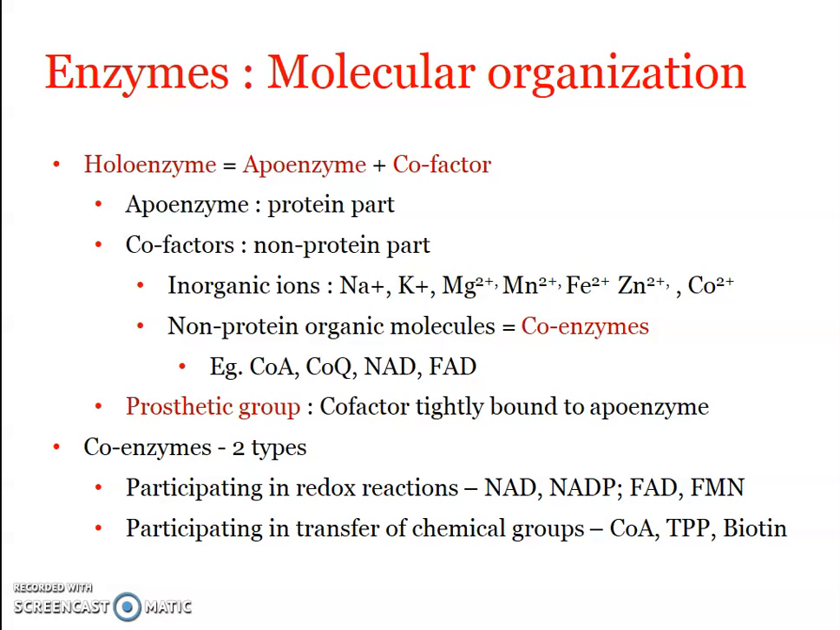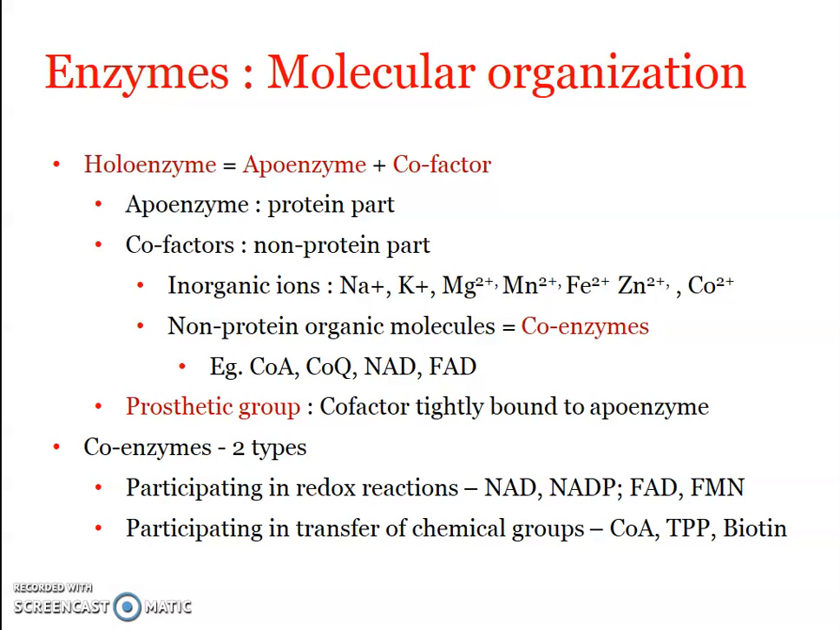Now these two, the cofactor and the apoenzyme, bind together. It could be loose binding or tight binding, and they form a complex called a holoenzyme. When a cofactor is tightly bound to an apoenzyme, it is referred to as a prosthetic group. Now let us see the cofactors. As we have already mentioned, they could be either inorganic or organic. Inorganic could be any of the ionic forms. Organic are non-protein organic forms, and organic cofactors are commonly referred to as coenzymes.